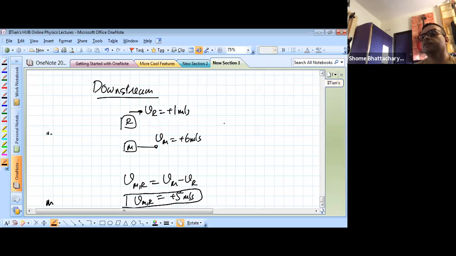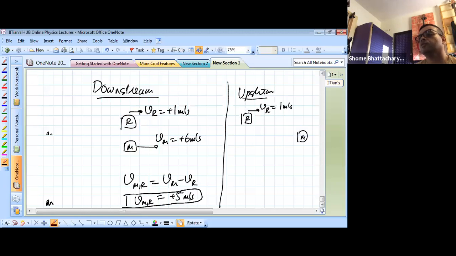Whereas when the boat is coming upstream, at that point of time, what is the velocity of the raft? It is 1 meter per second downstream. But what is the velocity of the boat now? It's like this, so with proper sign convention, we should write this as minus 4. So in this case, the velocity of the motorboat with respect to the raft is this minus this, so it becomes minus 5 meters per second.